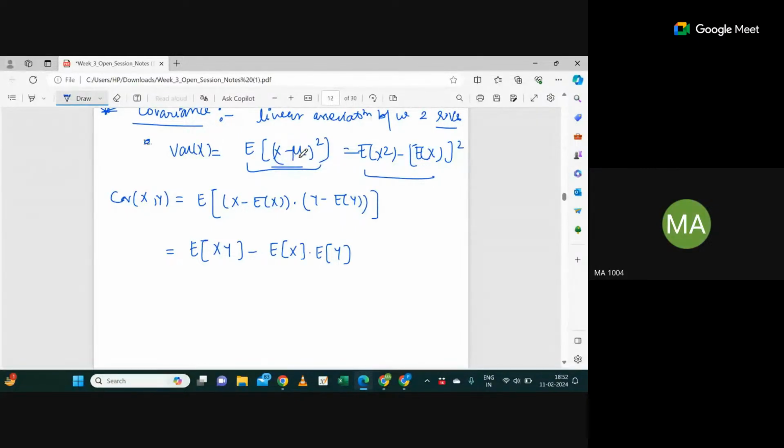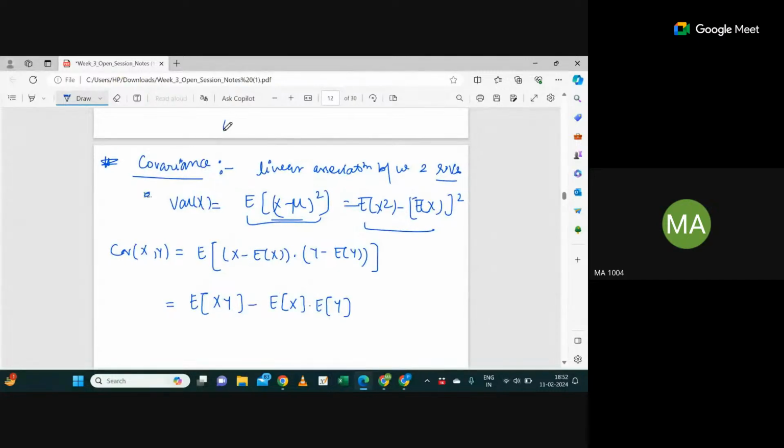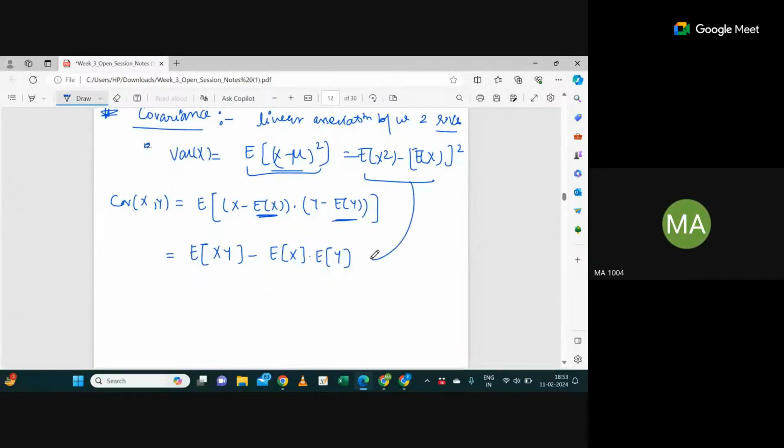Correct. So this x minus mu whole square, can I write x minus mu into x minus mu? Instead of x, I have x minus mu, and let's say for y, y minus mu dash. Because this mu is expectation of x, correct? So now the same thing, mu is expectation of x, mu dash is expectation of y. Clear? Okay, sir. So this is the same as this formula.